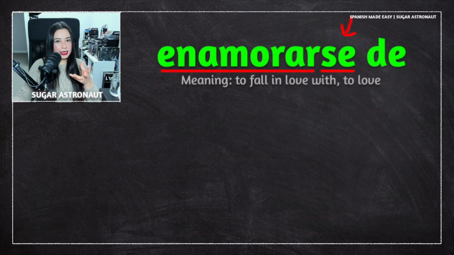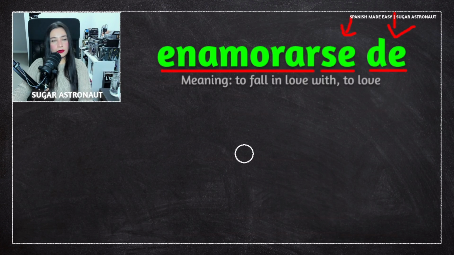Sometimes you see that, in Spanish, you see the verb, and sometimes you see se at the end. That's what it means. You can use the reflexive pronouns when using that verb. De means from, of, but we know the meaning now. Enamorarse de, to fall in love with or to love. Now let's look at some examples.